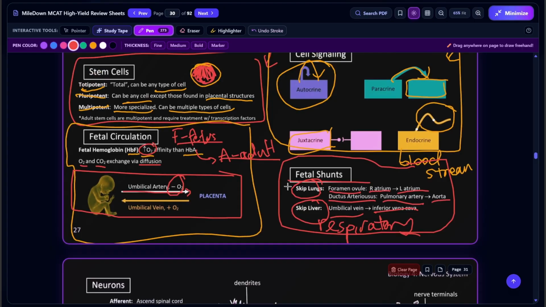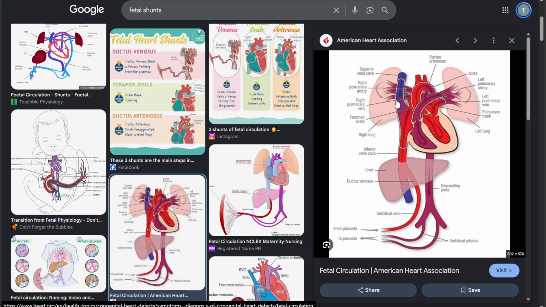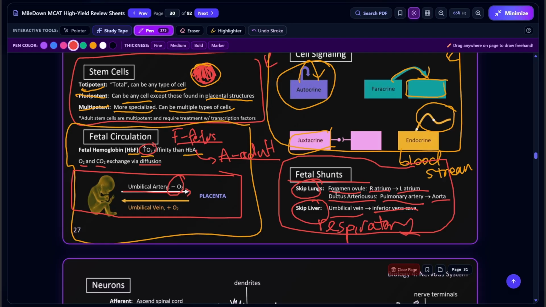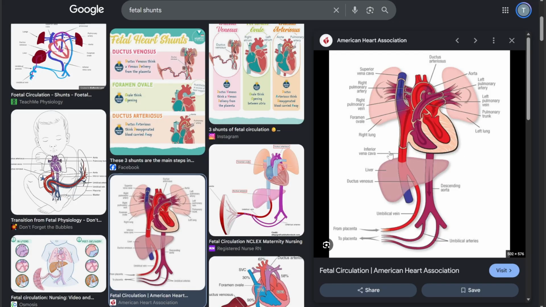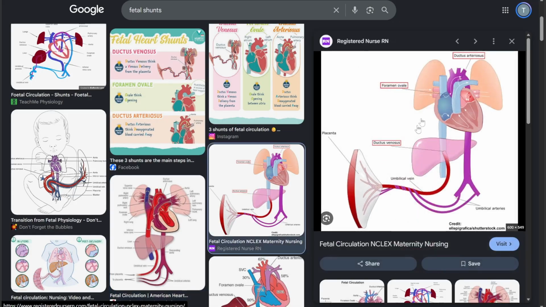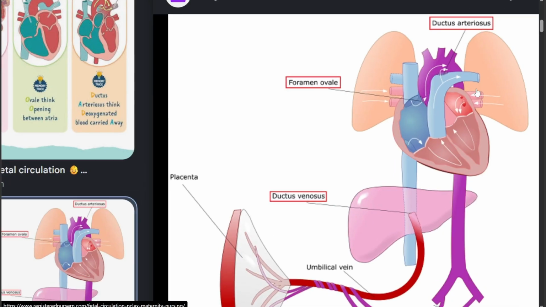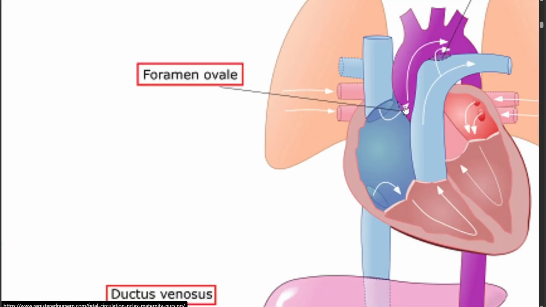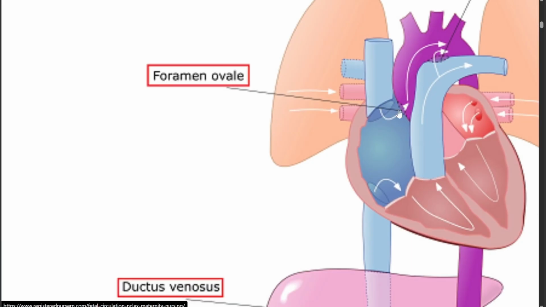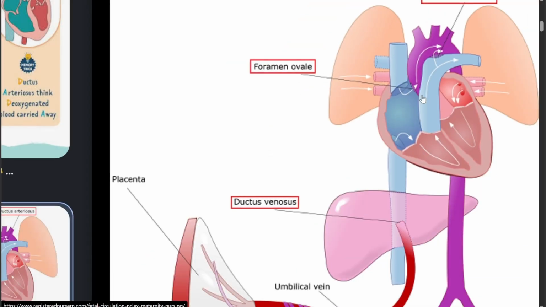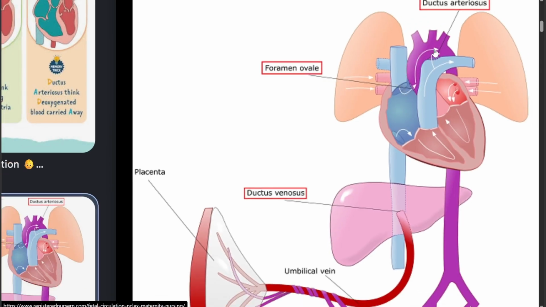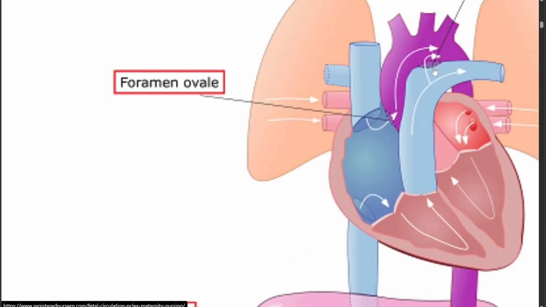So fetal shunts are like the pathways, right? The reason why we have to learn them is because they're different from adults and how everything works. So, for example, the foramen ovale. You can see that it's from over here. It's this little hole, and so the air can go through. I mean air, but like oxygen, carbon dioxide, whatever. Let's just say air for now, but I'll specify later. And then ductus arteriosus is up here, right? It's like a hole.